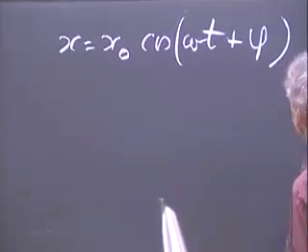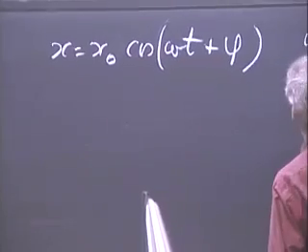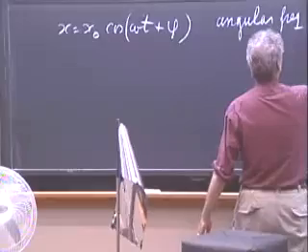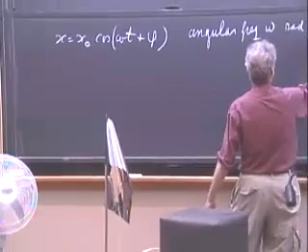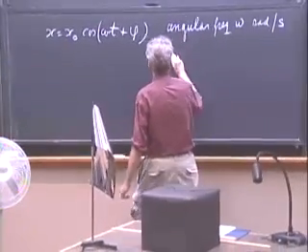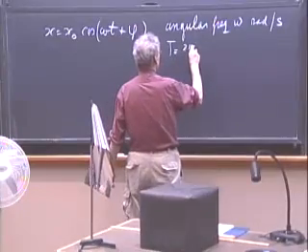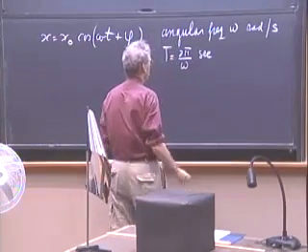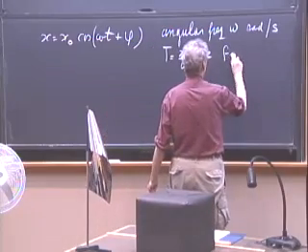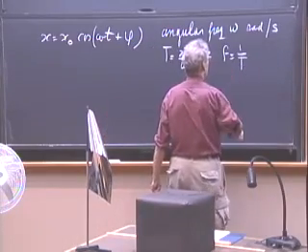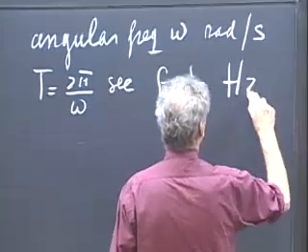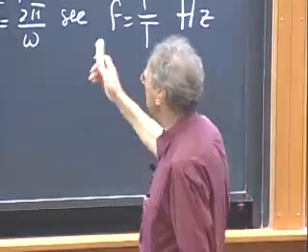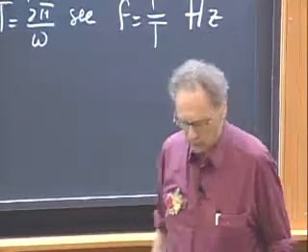Omega is the angular frequency, which we express in terms of radians per second. The period T, 2 pi divided by omega, is then expressed in terms of seconds. And the frequency f, which is 1 over T, is what we call hertz, the number of cycles per second. Do not confuse omega with f. There's a factor of 2 pi difference.